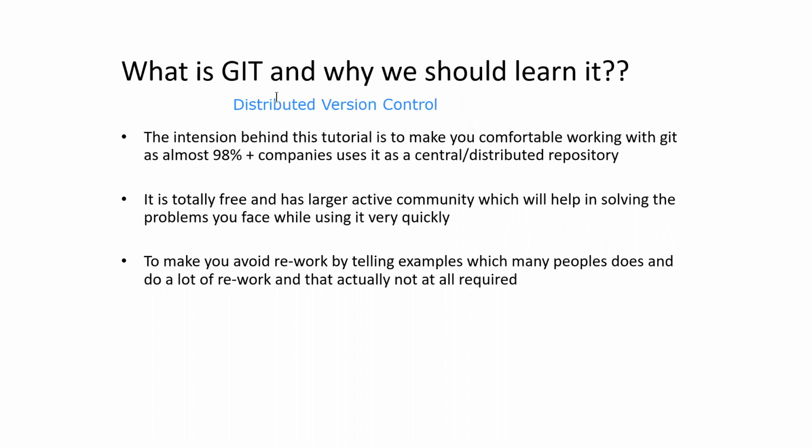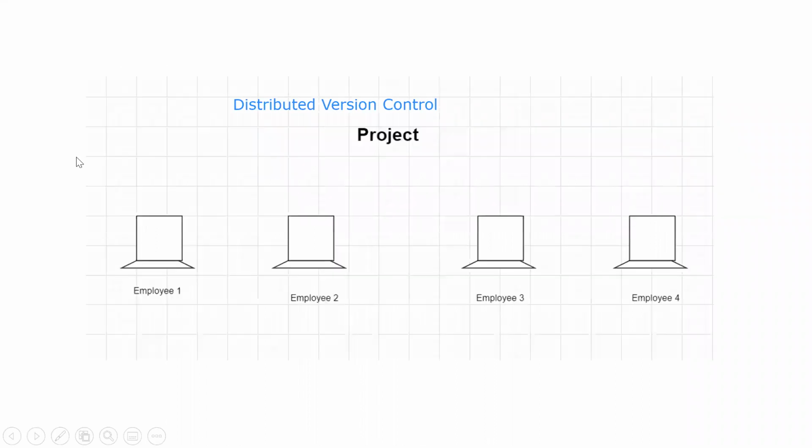Before going to distributed version control, let's see how programmers were working earlier. Suppose you have a project, and a couple of employees will be working on it. This guy is writing some code, this guy is writing some code, this guy is writing some code, this guy is writing some code. Those codes belong to the same project, so that whenever required they can use others' code also.